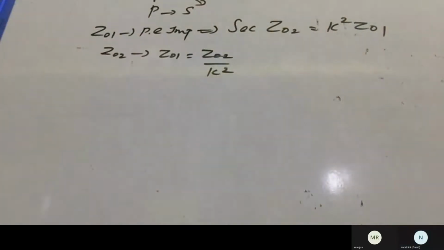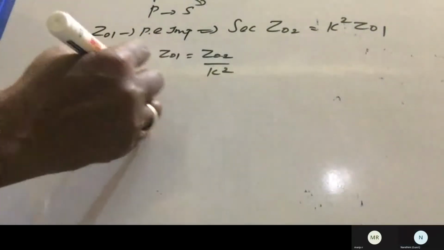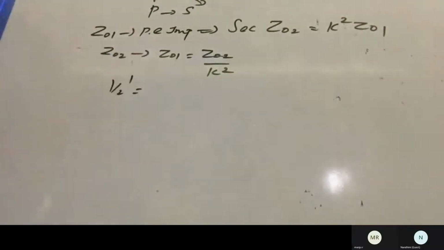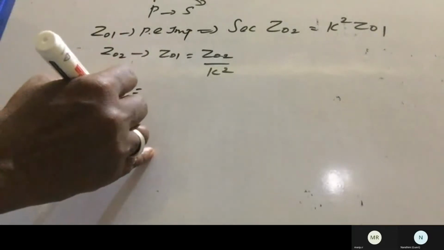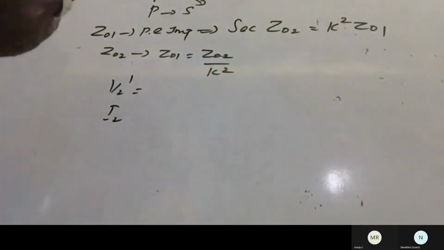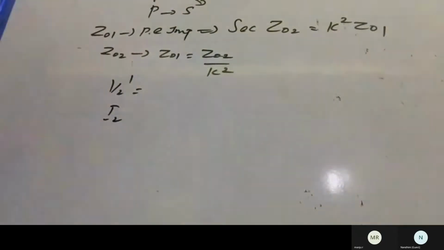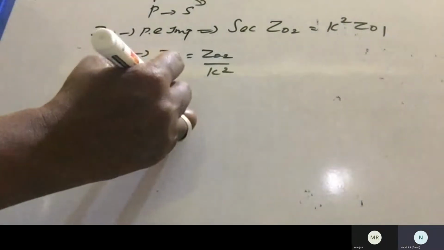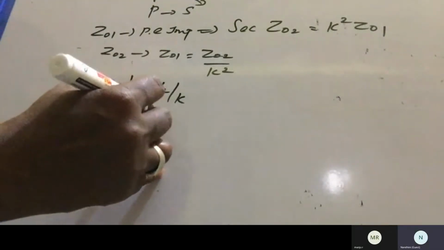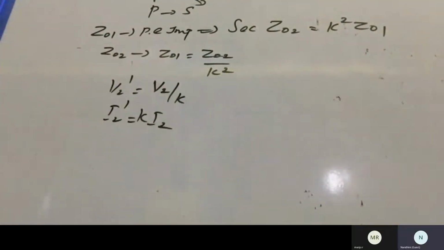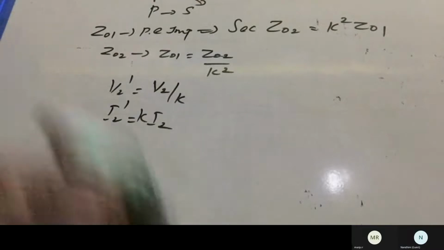Okay, so what about voltage from secondary to primary? V2 dash. Manju? We repeat these things again and again so that they come to mind immediately. So V2 and I2: current and voltage are not by turns ratio squared, but by turns ratio once. V2 dash equals V2 by K. Similarly, I2 dash equals K into I2. Okay, next will be the three-phase transformer.